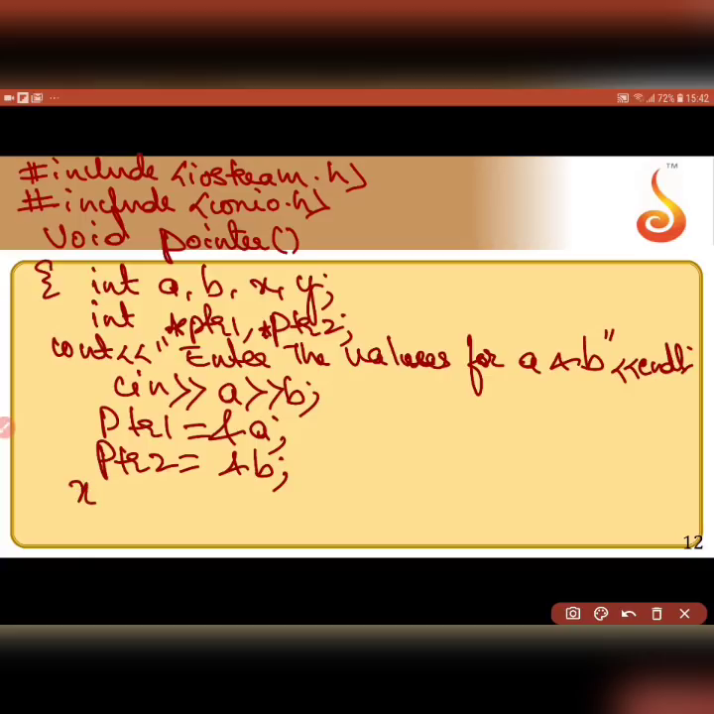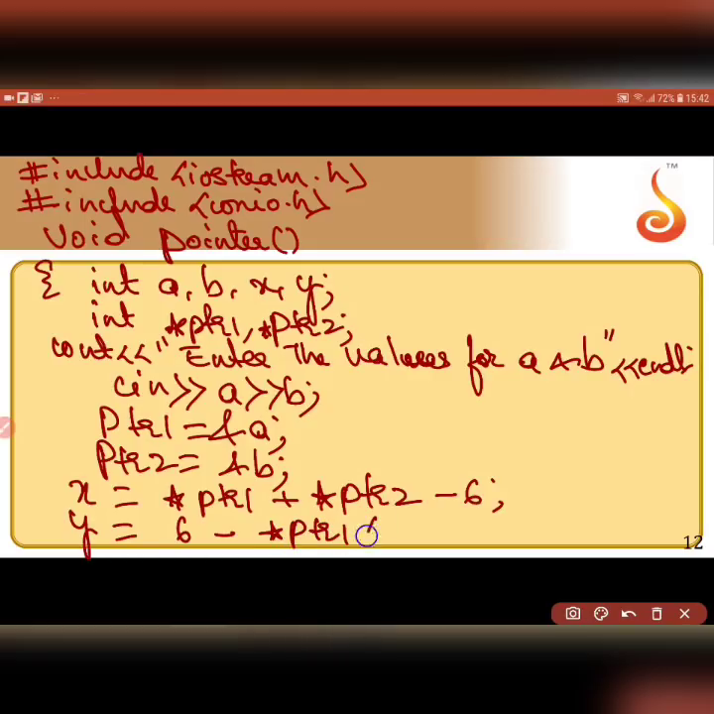Okay, then write down x is equal to star ptr1 plus star ptr2 minus 6. Then let me say y is equal to 6 minus star ptr1 upon star ptr2 plus 30. Okay, please make a note. So now we'll continue with the program. We wrote x and y.